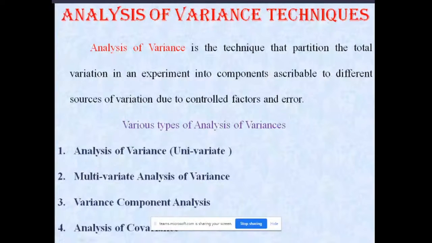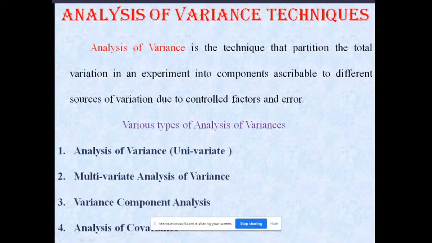So total variation is divided into two or more parts, depending upon the situation. Such type of separation of the variance from one group of causes to another group of causes is called analysis of variance. Just like splitting of the total variance into two or more parts is called analysis of variance.